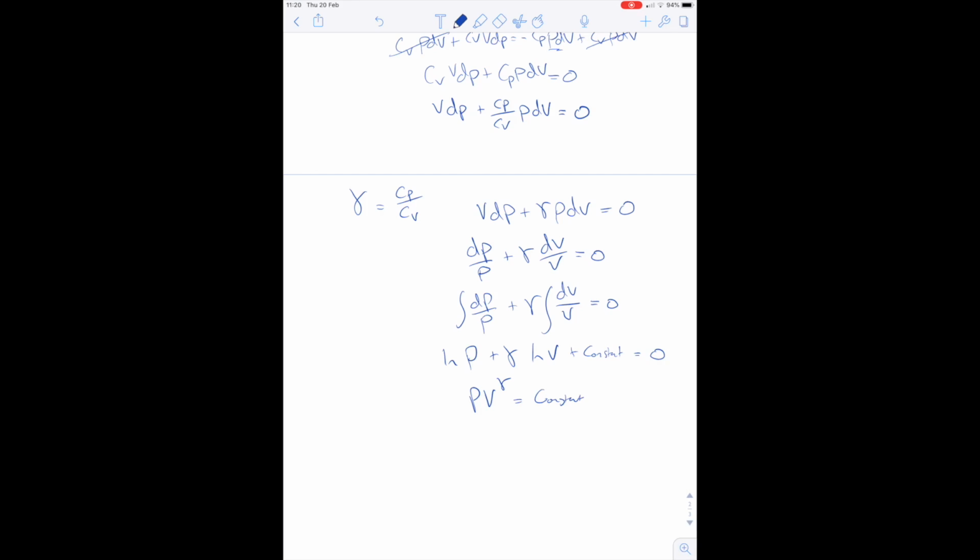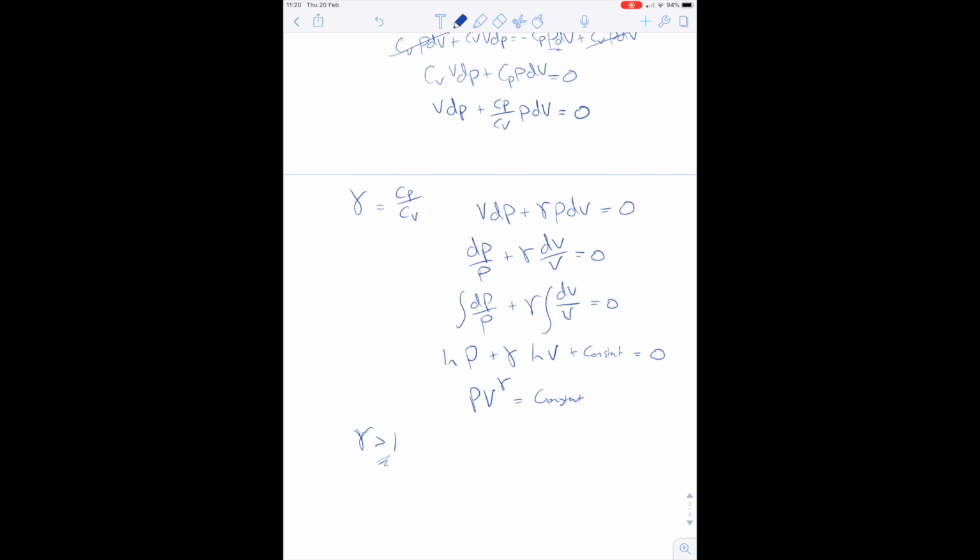Okay, now the thing to note here is because of the way that the specific heat terms work, that gamma is always greater than 1. So this means that on an adiabatic curve, it's always going to be steeper than an isothermal curve on a PV diagram because this is greater than 1.